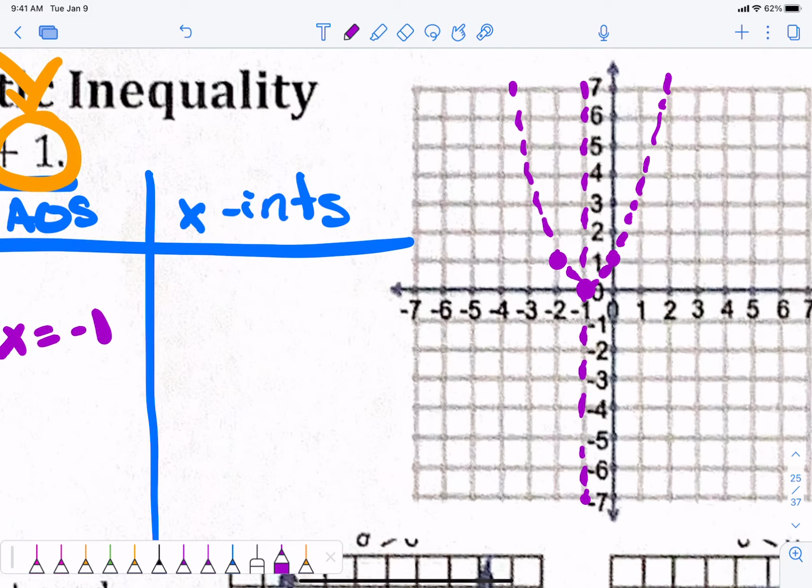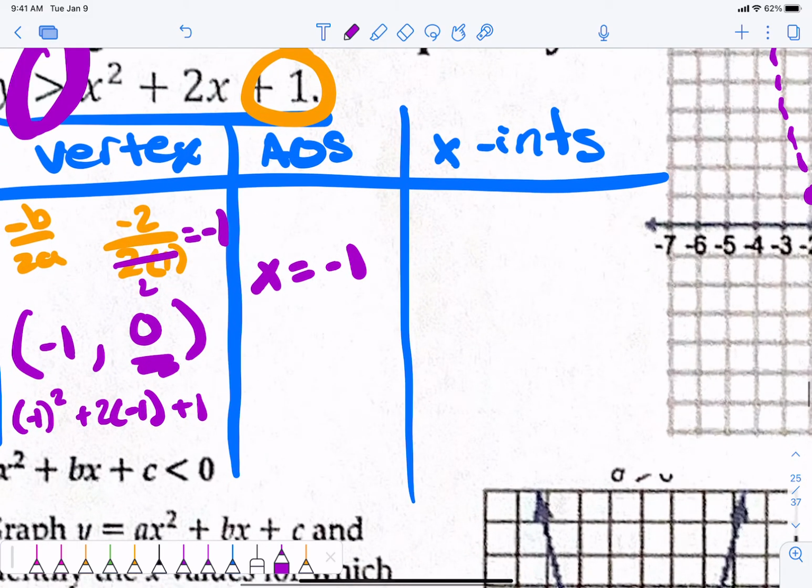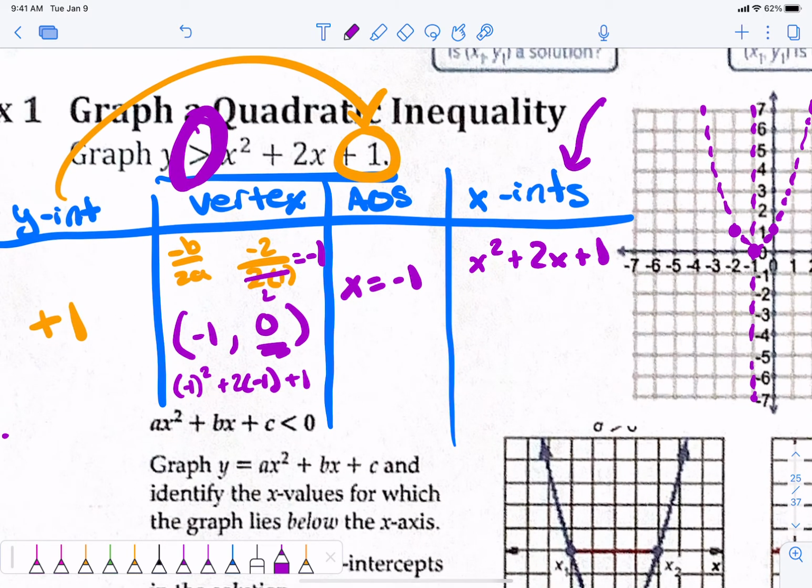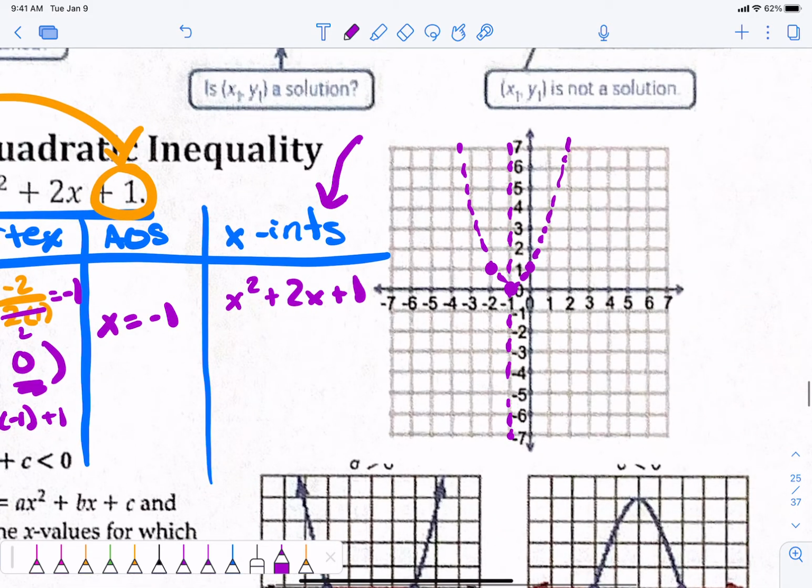Yeah, the x-intercept is negative 1, okay? Because, if you want to write this down, x squared plus 2x plus 1. How do we find x-intercepts, by the way? Plug in 0 for y, okay? And so then we could factor, or we could use the quadratic formula, right? Those are things that we could do to find the x-intercepts, okay?